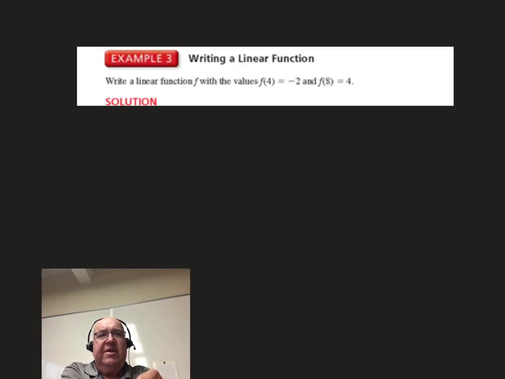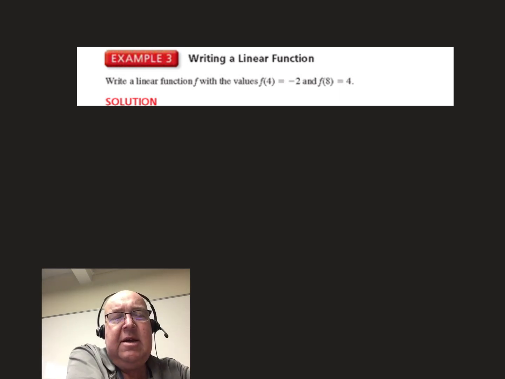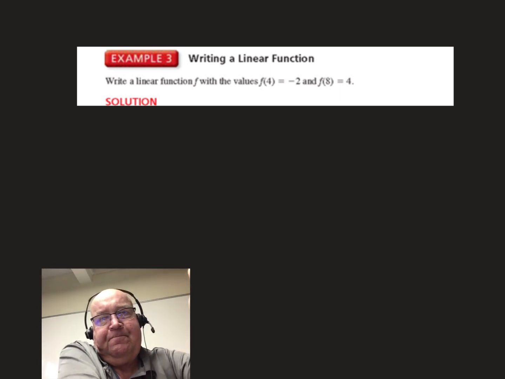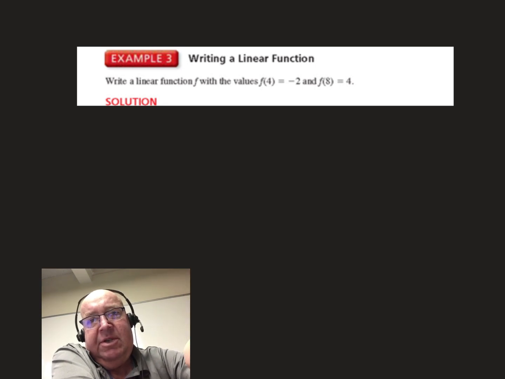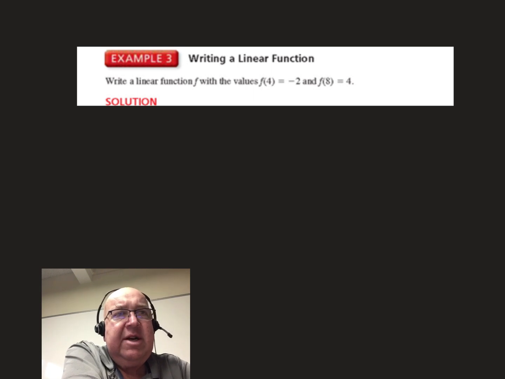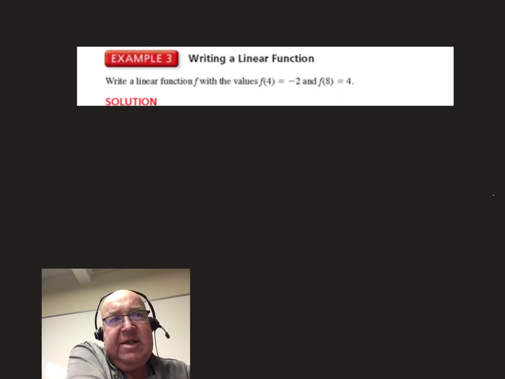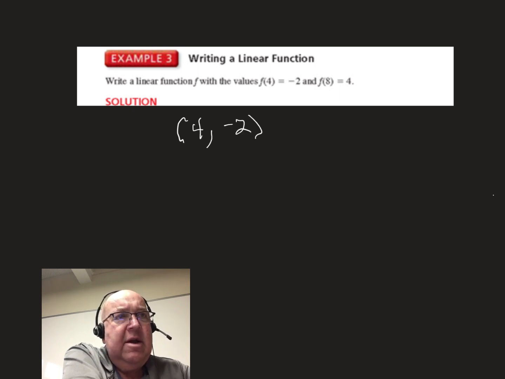Alright, so here we're given the information in function notation. So we're going to find the slope algebraically. Remember that when we use function notation, the f of 4 means that our x value is 4. So our point here is 4 and -2. And our other point is 8 and 4.